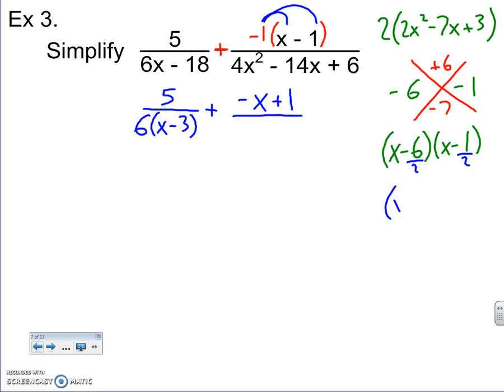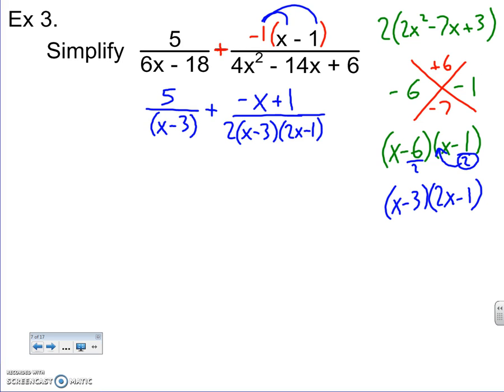So this first one is really x minus 3. This one doesn't reduce, but this 2 goes in front: 2x minus 1. Alright, so this bottom turns to 2, x minus 3, 2x minus 1. It's factored, but not fully factored, so fix the 6. 6 we know is 2 times 3. Alright, that is fully factored. Now we find the LCD.